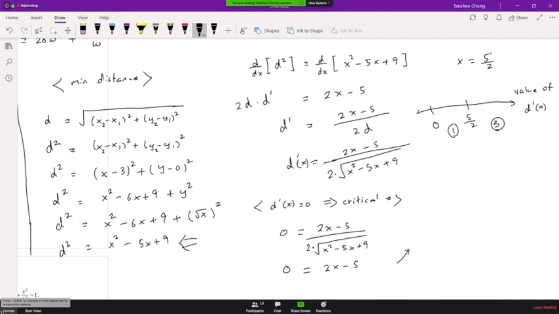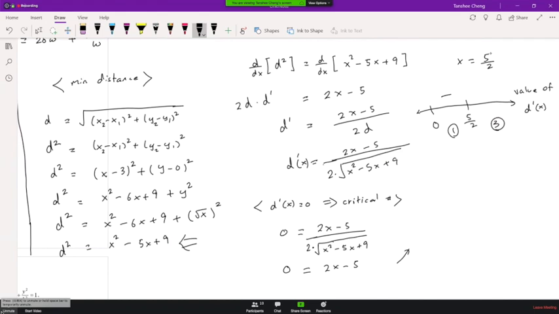Now, to find out the critical number, we set the derivative function equal to 0 and then solve for x. So when I solve for x, that gives me 5/2, my critical number. So try to use this first derivative test. So put it on the real number line and then test which interval will be increasing and decreasing, right? So we need to find out the value of the first derivative. So when I plug in 1 into this first derivative function, the numerator is negative. The denominator is positive. Right? So therefore, this will be a negative value.